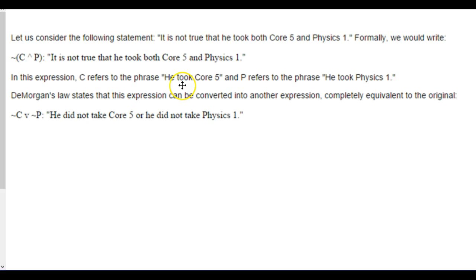Instead of saying that, we're going to switch this to he took Core 5 and switch this to he took Physics 1. And fixing this, he did not take Core 5 or he did not take Physics 1. That's a little bit easier to understand grammatically. So you'll find that sometimes using De Morgan's law actually makes English sentences make more sense.